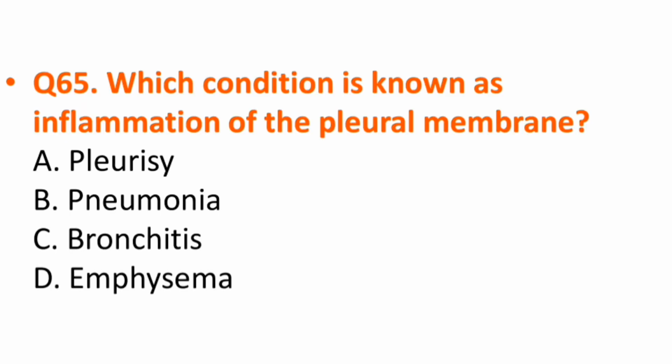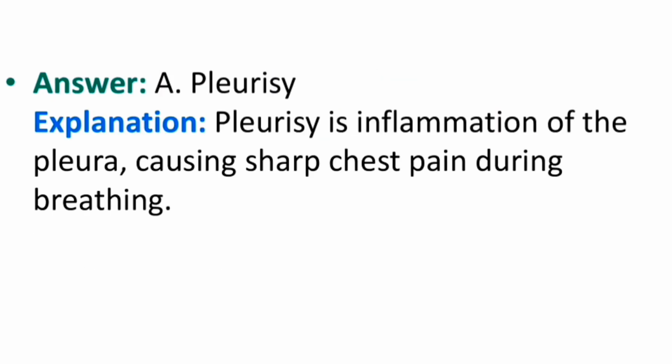Which condition is known as inflammation of the pleural membrane? Option A, pleurisy, option B, pneumonia, option C, bronchitis, option D, emphysema. The correct answer is option A, pleurisy. Pleurisy is the inflammation of the pleura causing sharp chest pain during breathing.